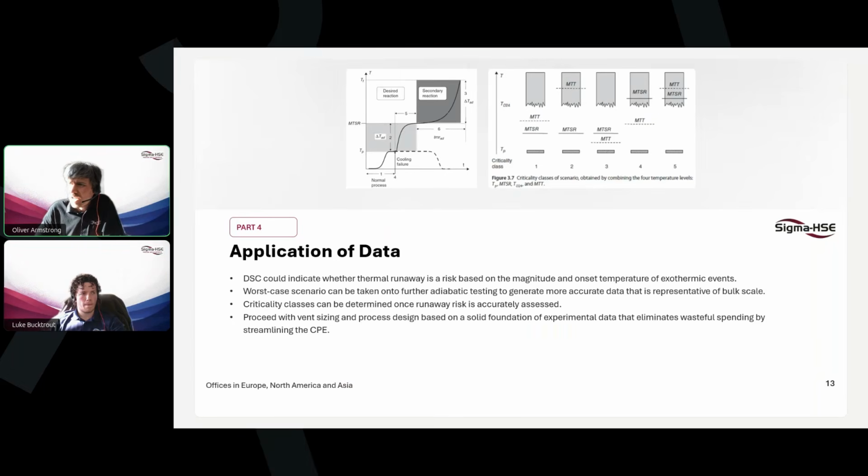And then to the right hand side, we have a figure demonstrating the assignment of different criticality classes. So again, on the y-axis, we have TP as the process temperature.